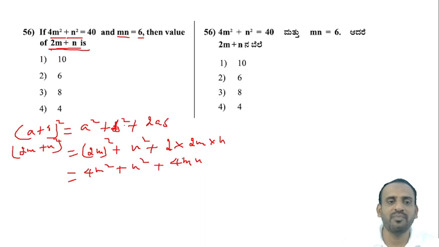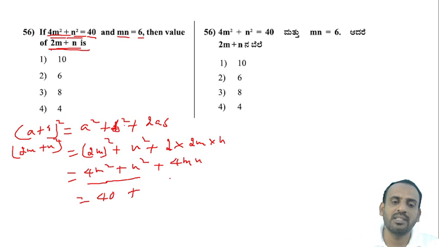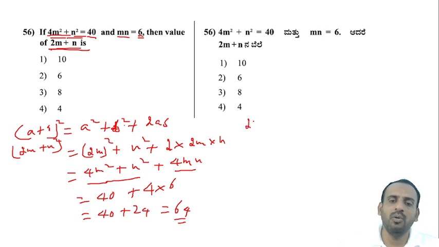4mn. Now when we look at the question, we have 4m square plus n square as 40. So can we substitute this 4m square plus n square as 40? Yes, plus 4mn, mn means 6, so 4 into 6. So this is nothing but 40 plus 24, which is 64. So 2m plus n whole square is 64.